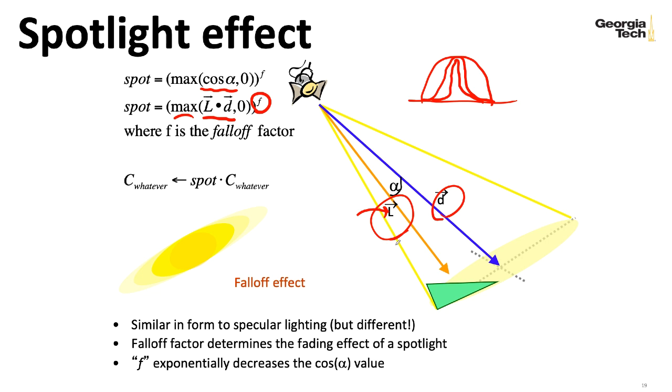The Blinn-Phong model I mentioned before used a similar computation to compute specular lighting and has similar control over the width of a specular highlight, but this specular highlight I'm talking about is not the same as the spotlight effect.